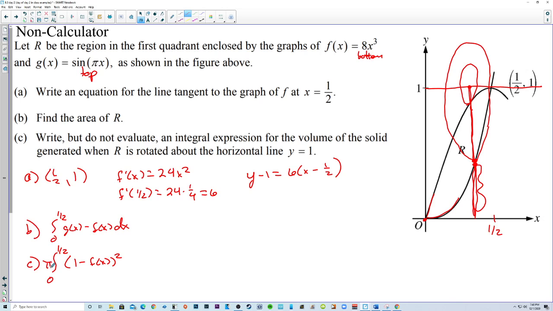Oh, I got to factor out a pi here. And then minus the little radius. Well, the little radius is this little piece right here, which if we take 1, all of this from the x-axis, and subtract out the function value, we're left with this little piece up here, which is going to be 1 minus g of x, squared, dx.